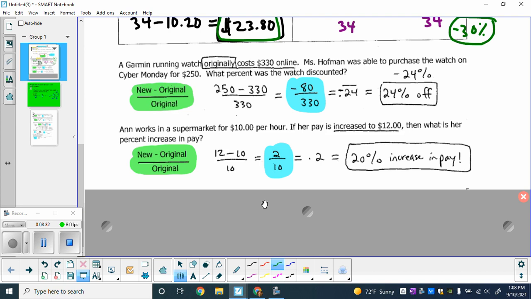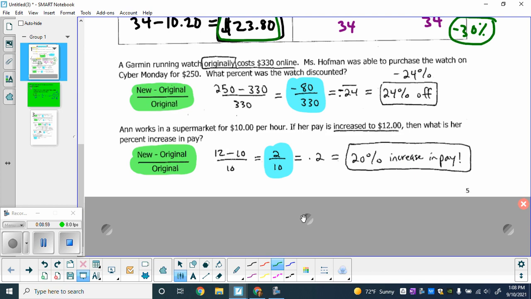So if I take my formula, new minus original, the new amount she's making is 12. And I'm going to subtract how much she used to make. So she's now making $2 more. And see how it's a positive this way? So she's making $2 more. And when I divide that by the original amount of money that she was making, here's my difference divided by original. I get 0.2. And I can see that she got a 20% pay increase.